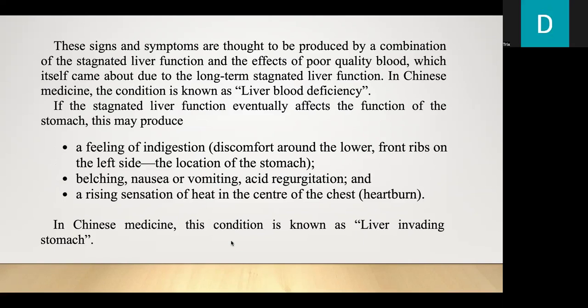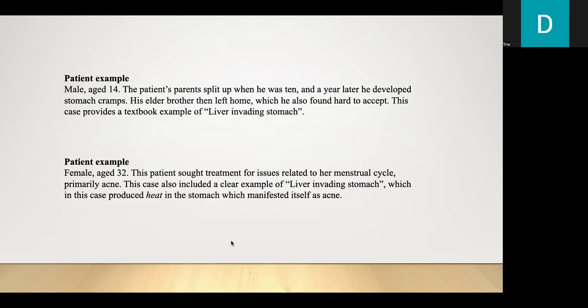If the stagnated liver function eventually affects the function of the stomach, this may produce a feeling of indigestion, discomfort around the lower front ribs on the left side, the location of the stomach, belching, nausea or vomiting, acid regurgitation, and a rising sensation of heat in the center of the chest or heartburn. In Chinese medicine, this condition is known as liver invading stomach.